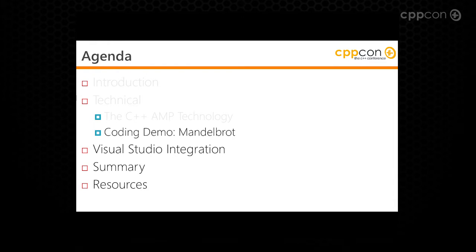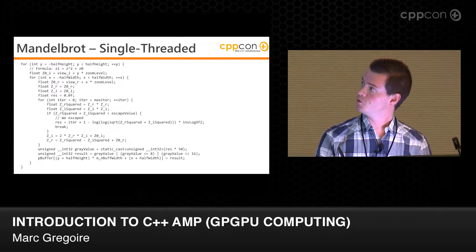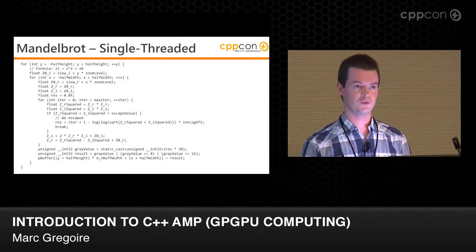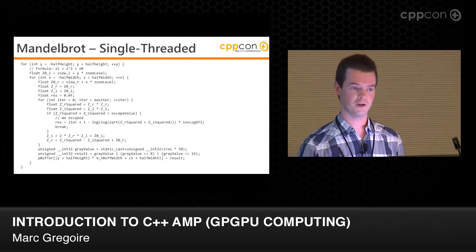Let's see how we can write a C++ AMP version of a Mandelbrot renderer. So this is a straightforward single-threaded implementation. It just loops over all the rows in my image, and for each row it loops over all the pixels in it, and here it calculates a Mandelbrot value for each of these pixels.